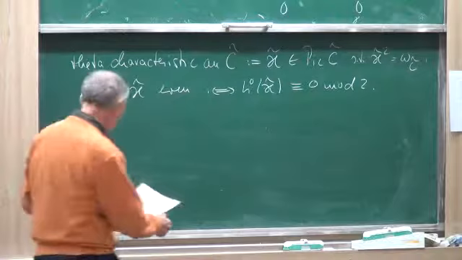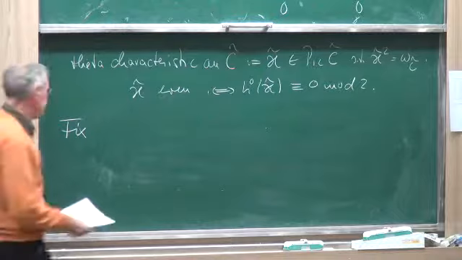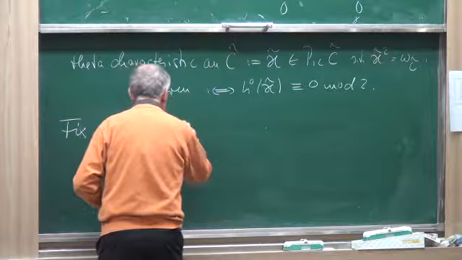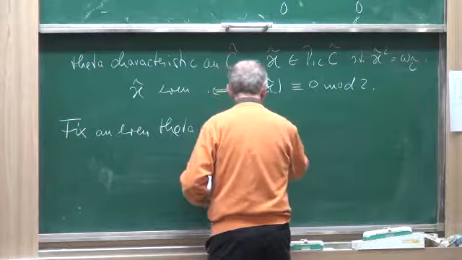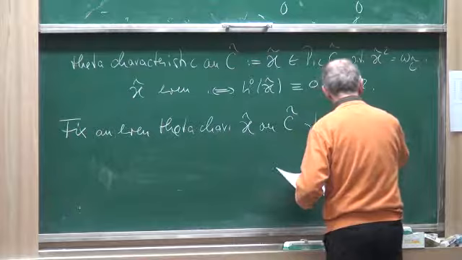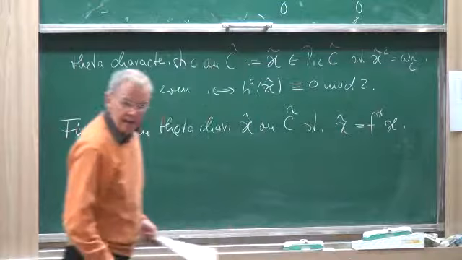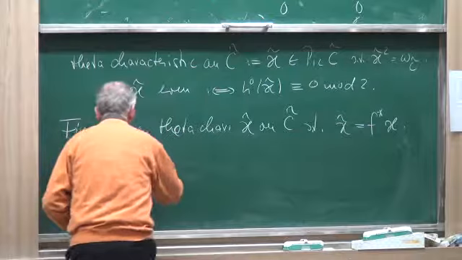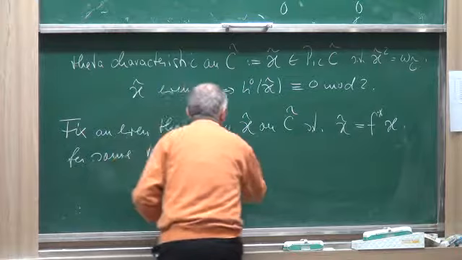Okay? Now, the important thing is that for the rest of today, we fix a special theta characteristic. Fix an even theta characteristic kappa tilde on C tilde, such that kappa tilde is a pullback of a theta characteristic on C, maybe I abbreviate this, kappa on C.